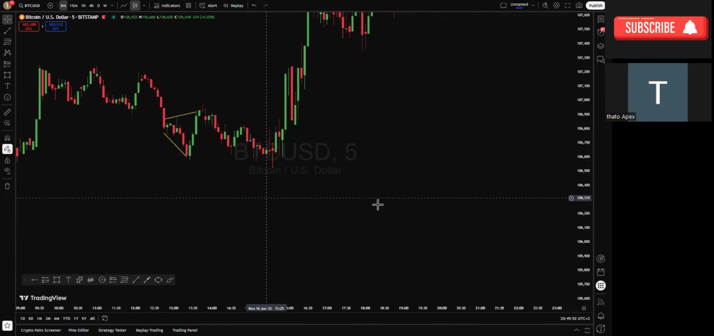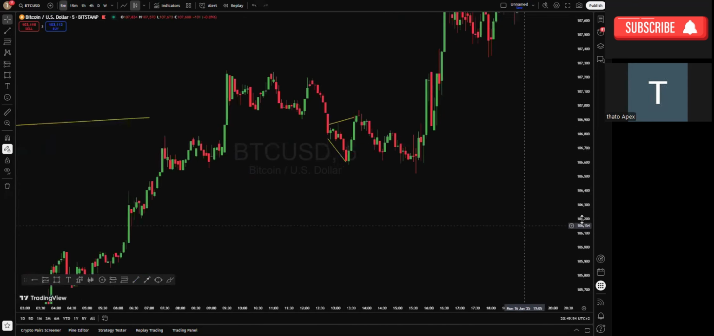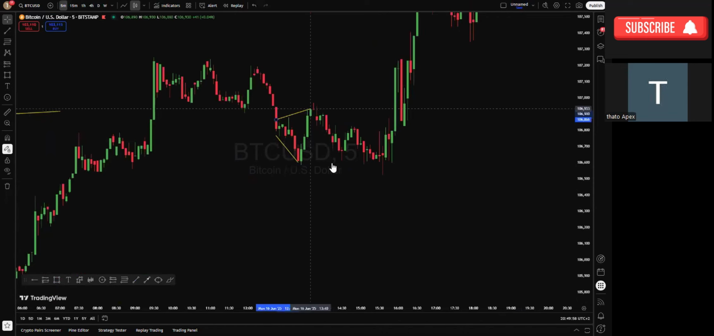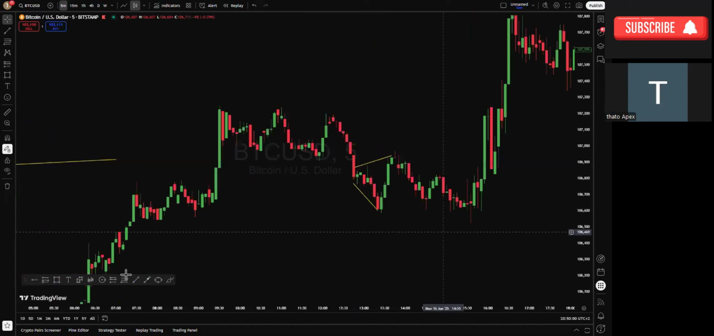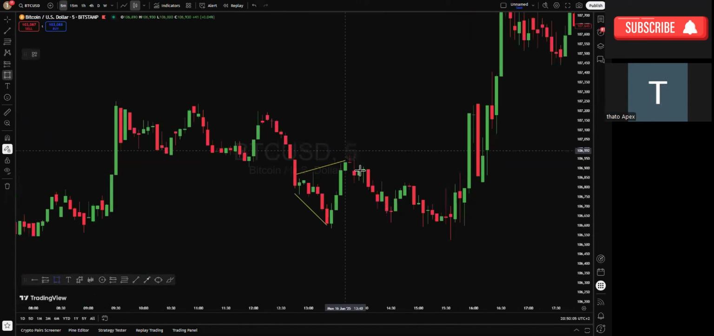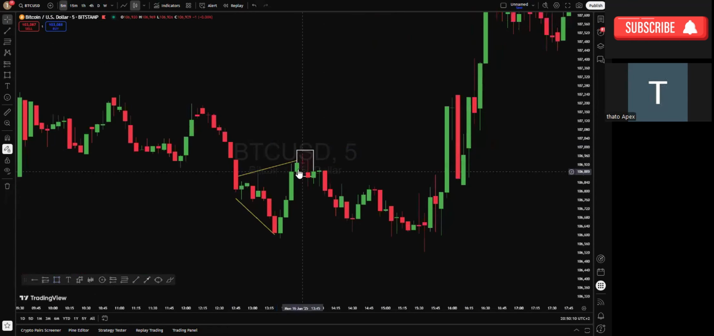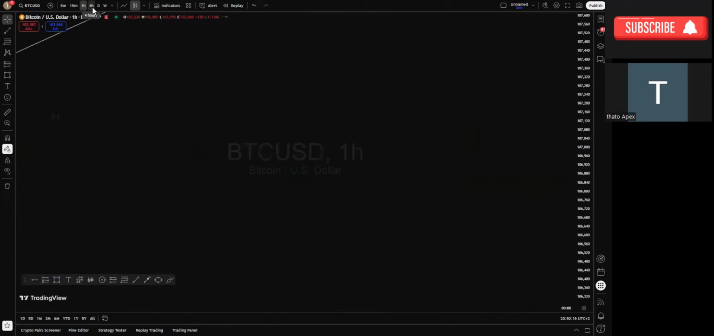Okay, so the reason why it was a loss also is because we had the third touch. The third touch also was a wick. The third touch was a wick, but even on the 5 minute time frame, they do play a good role, to be honest. So as you can see right there, we had a wick on our third touch. Okay, so then I just took the entry.